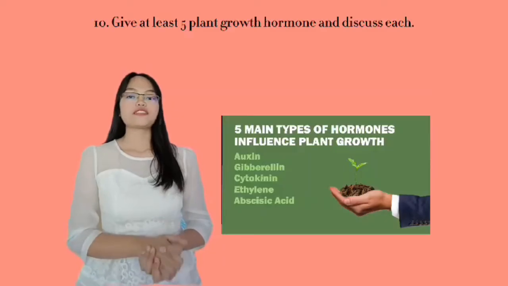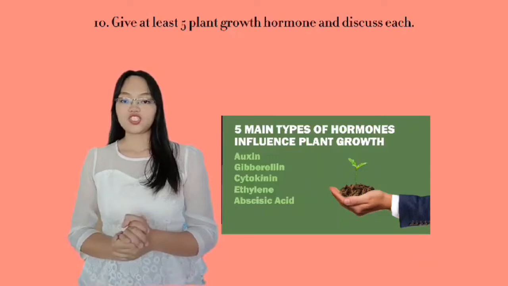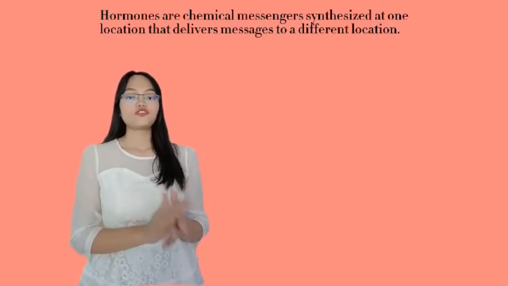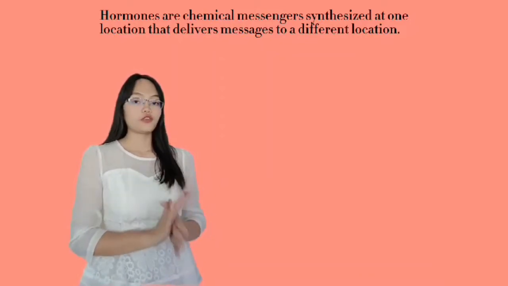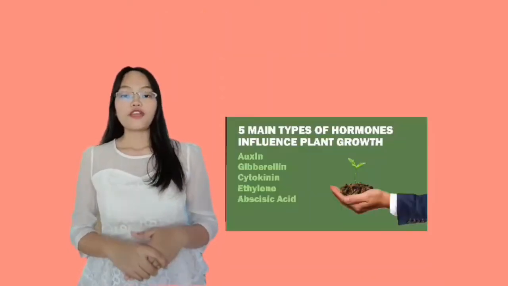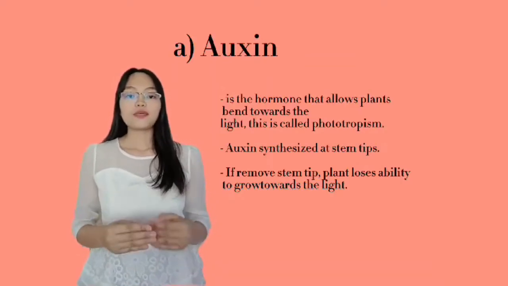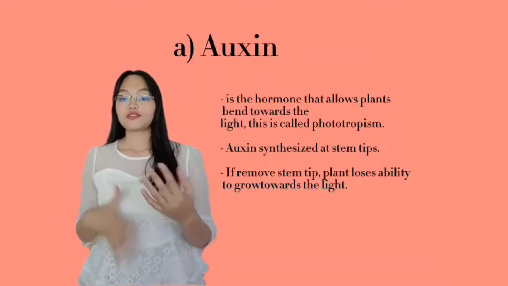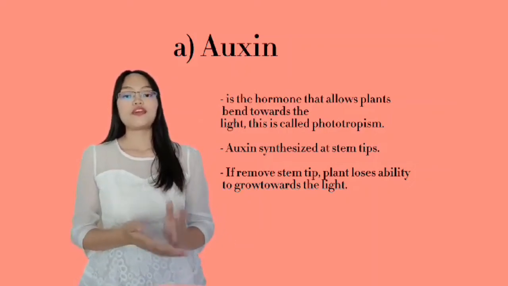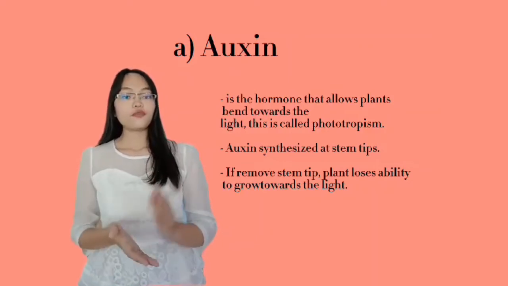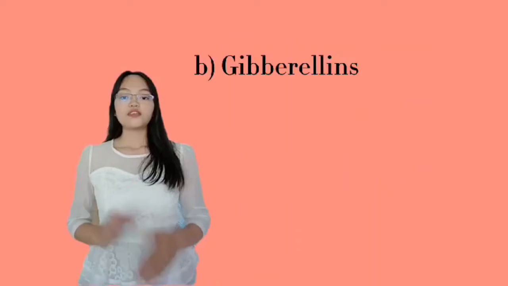Now we will go to the last question. Give at least 5 growth hormones and discuss each. Hormones are chemical messengers synthesized at one location that deliver messages to a different location. So there are 5 growth hormones. Auxin. It is the hormone that allows plants to bend towards the light. This is called phototropism. Auxin is synthesized at the stem tips and travels downward, and if the stem tip is removed, the plant loses the ability to grow towards the light. Gibberellins.